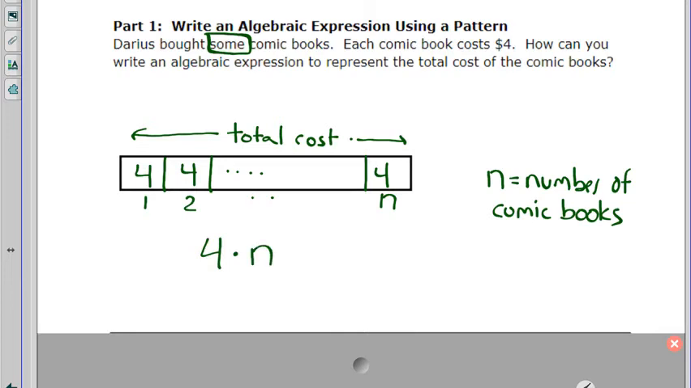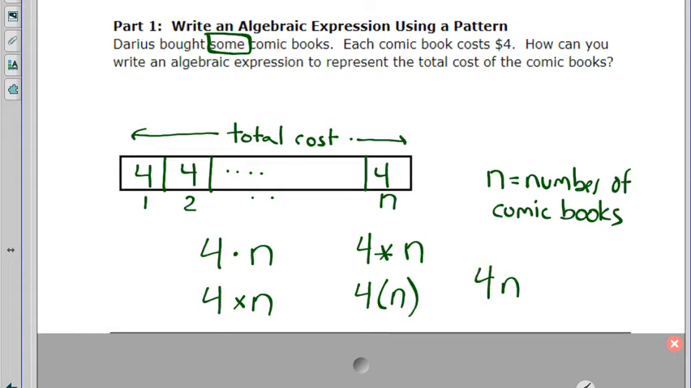Now remember, multiplication can be written many ways, so I could also call this 4 times n, with different multiplication symbols. Or I could just call it 4n. See, when there's no operation in between a variable and a number, we assume it to be multiplication.